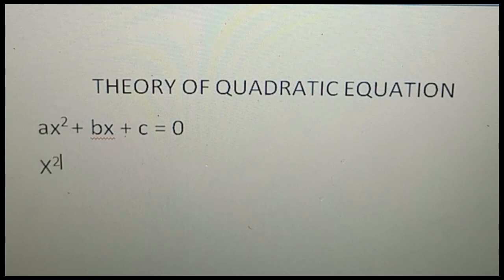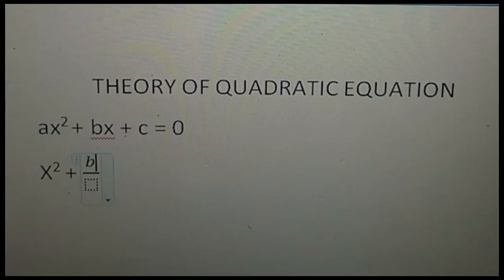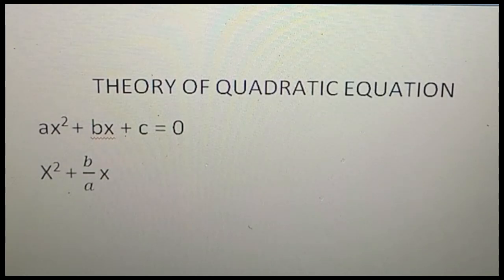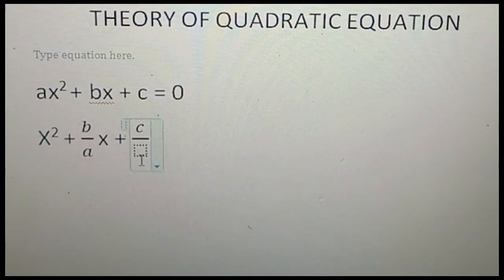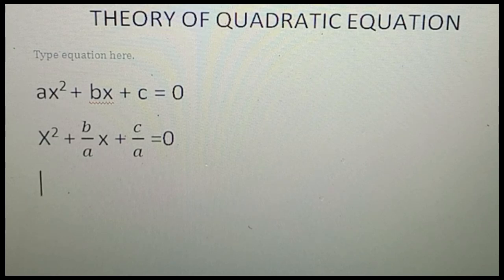We are left with x squared plus b over a x plus c over a equals 0.